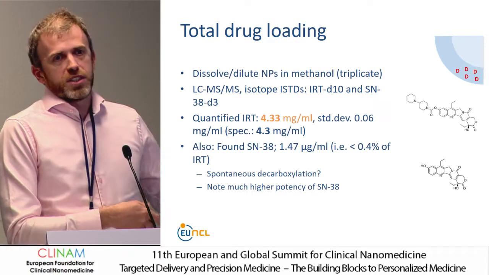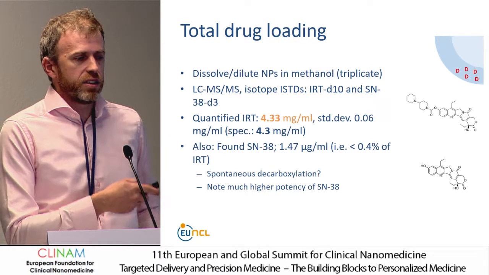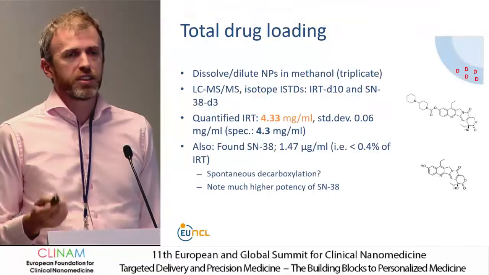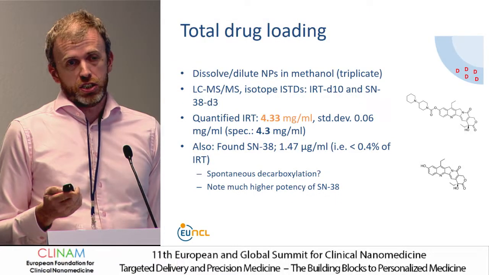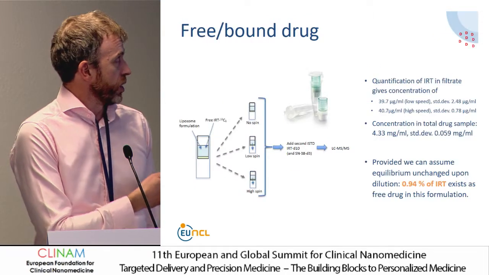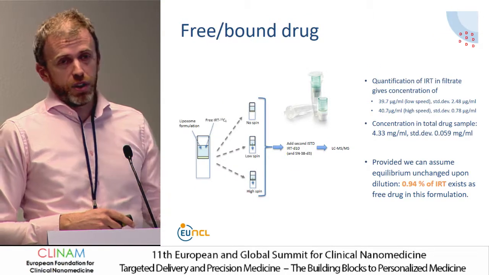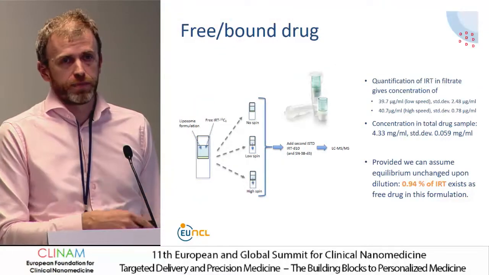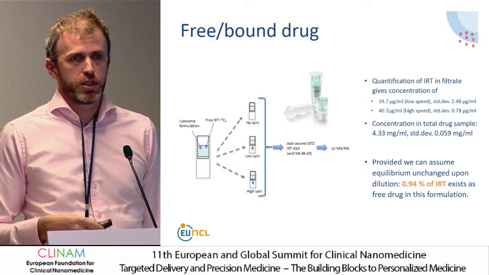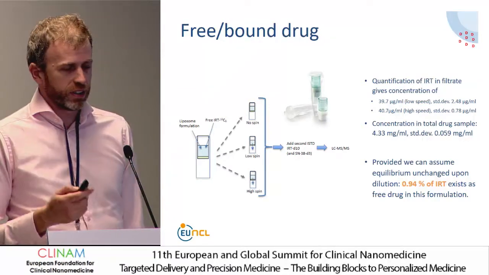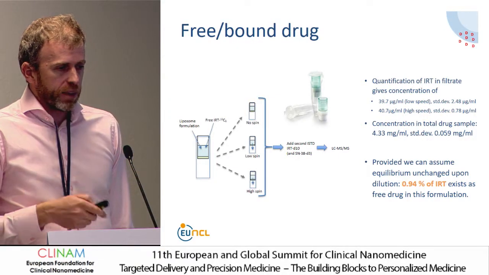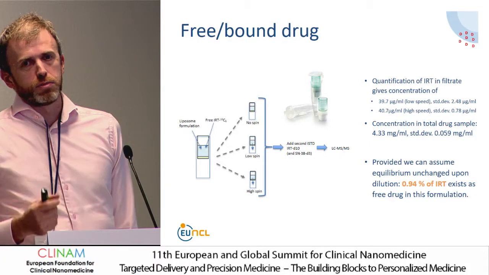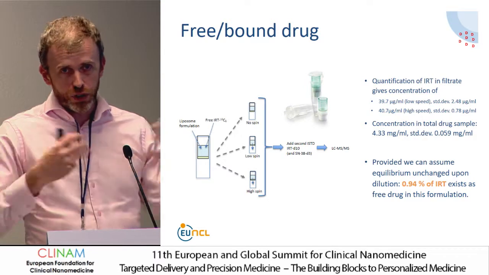Not going into the details about this, we used LC-MS/MS with isotope-labeled internal standards and got a total drug concentration of 4.33 milligrams per milliliter, which was really close to the specifications. So that's okay. Then there's the free versus bound drug, which I mentioned that we want to do as a standard, so using ultrafiltration in centrifugation-based spin filters, cutoff filters. Again, not going into the details, but we can measure that a little bit less than 1% of the drug exists free, so not encapsulated in this formulation.